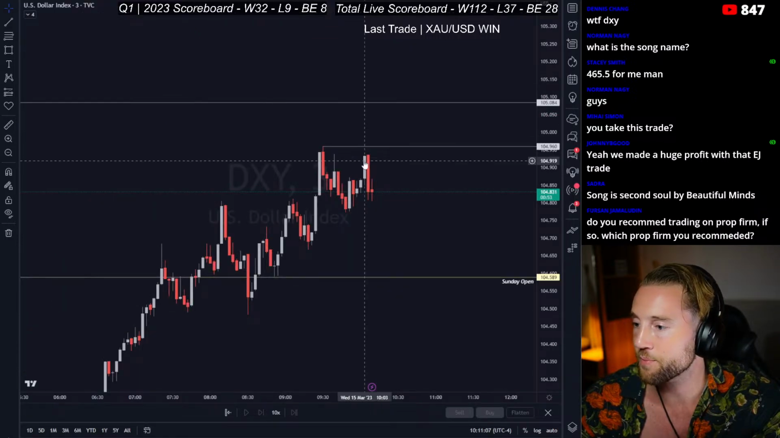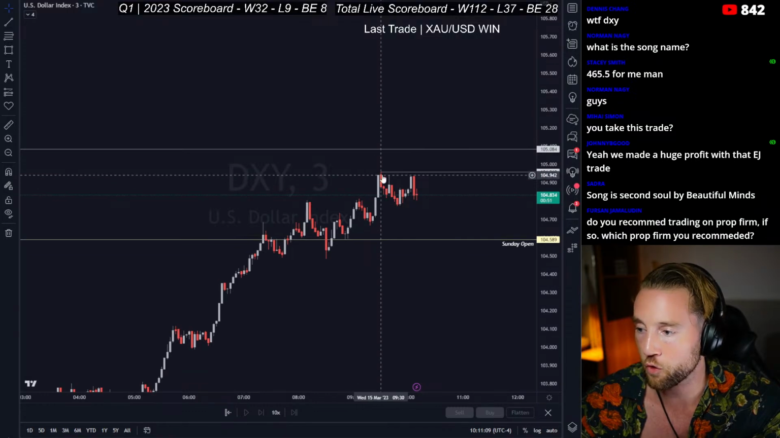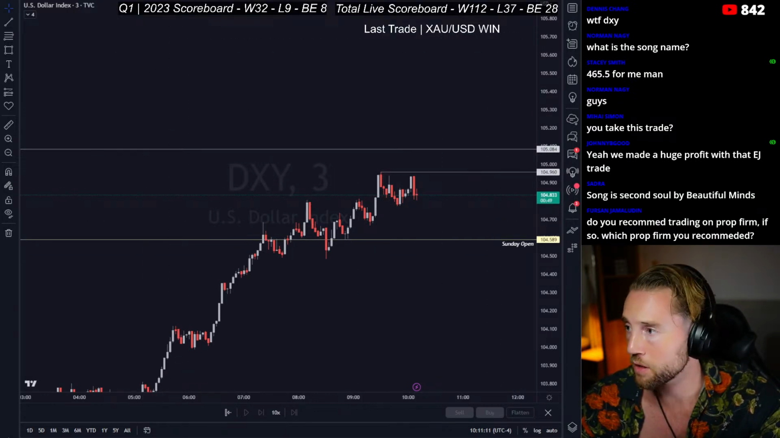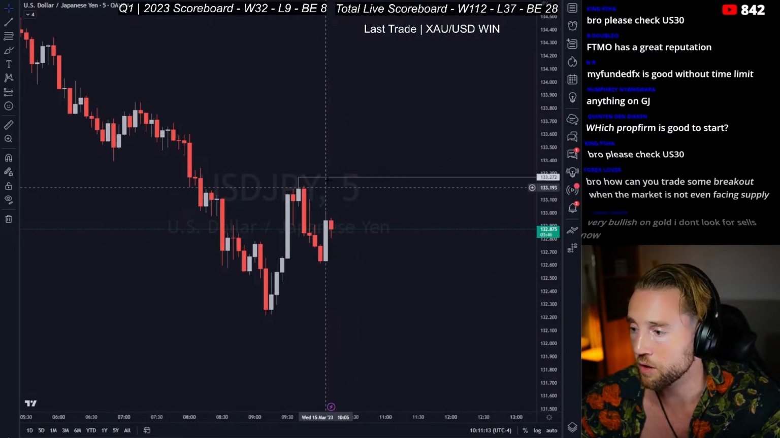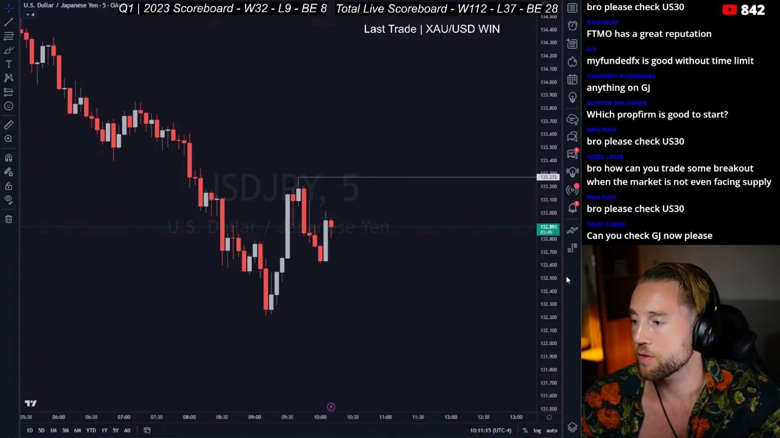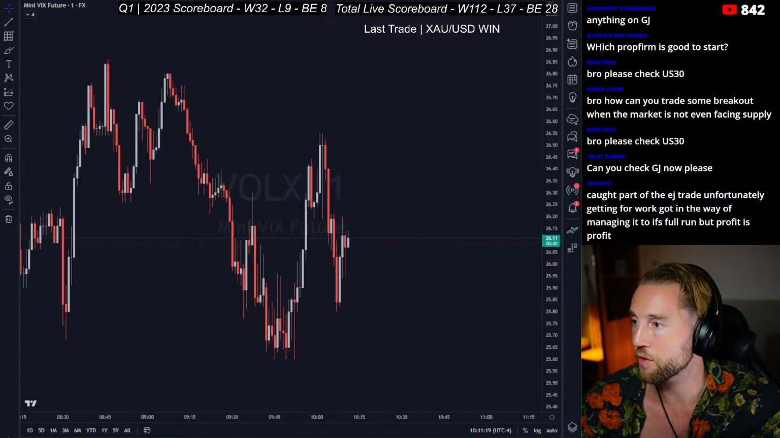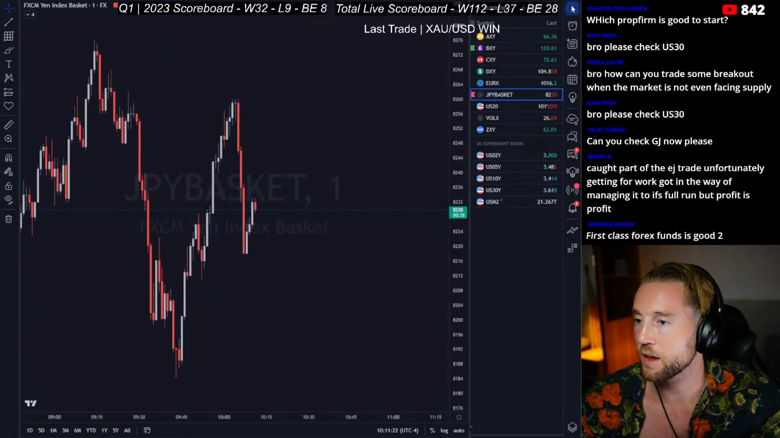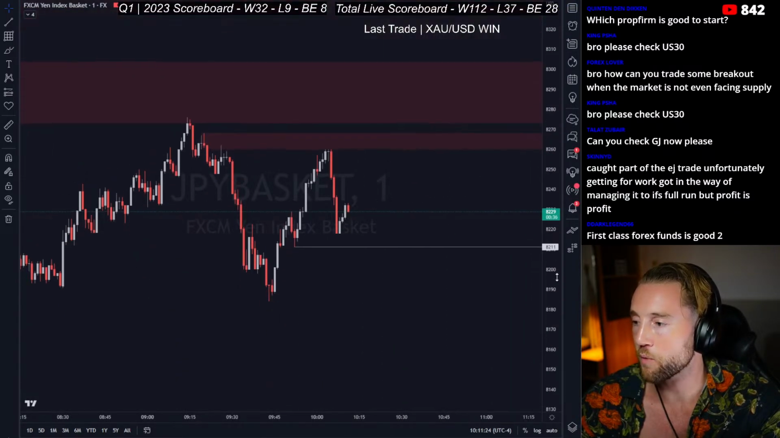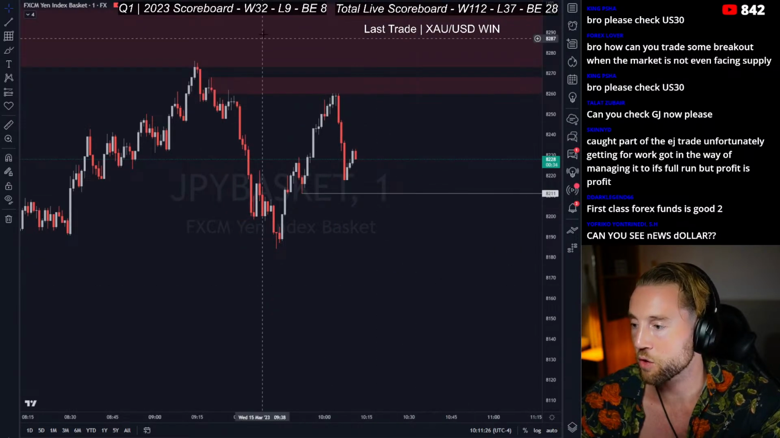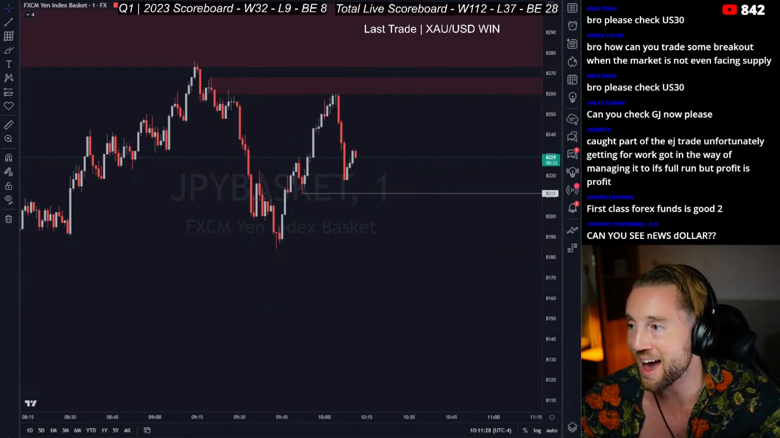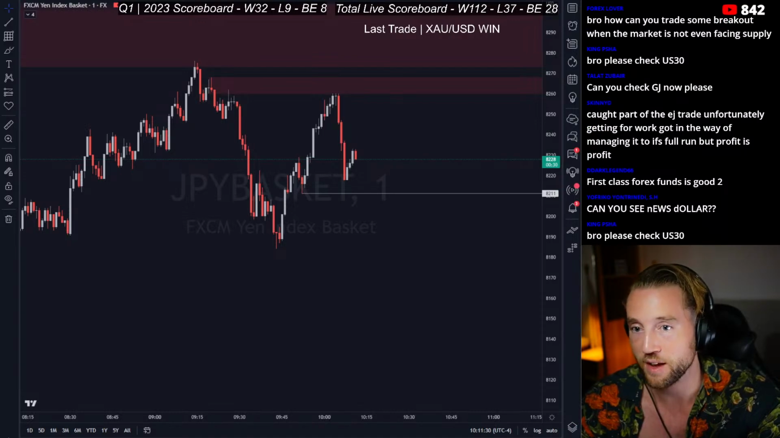So yeah, dollar failed to break a high once again. Same story. Dollar yen, very similar. Dollar yen is, however, more interesting right now due to the fact that the yen itself is trying to push down right now. This is good. This asks for more downside.